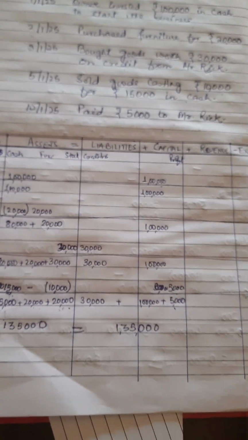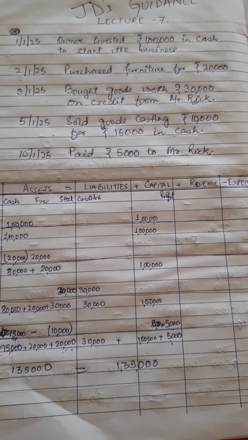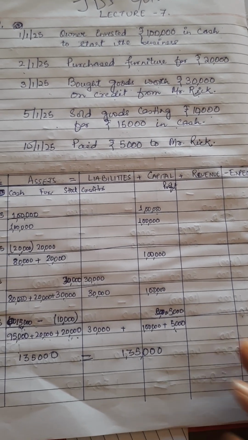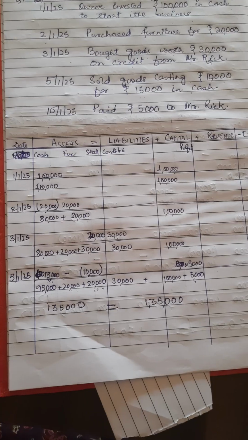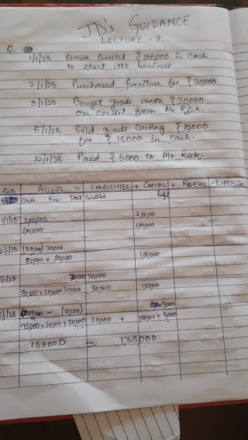So that's all for today, friends. We understood well how to do accounting equation. Practice it well, very neatly. As in my case, you can understand that I have done it in a small space. So you better turn the copy in a landscape format.